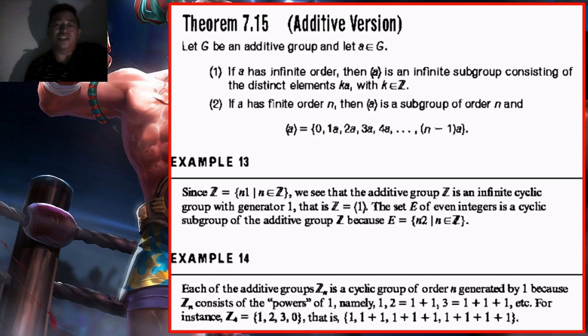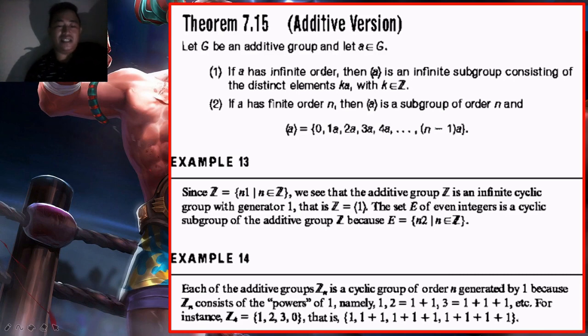Now, the additive version. Let G be an additive group, and let a be an element in G. If a has an infinite order, the cyclic subgroup is infinite, consisting of k times a, which is a to the k, with k an element in Z. If a has a finite order n, it is a subgroup of order n. The identity is 0, so we have 0, 1a, 2 times a, 3a, 4 times a, up to n minus 1 times a. There is no exponent, since we multiply a by itself.